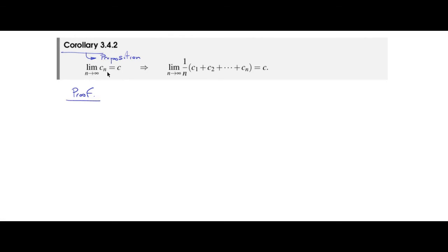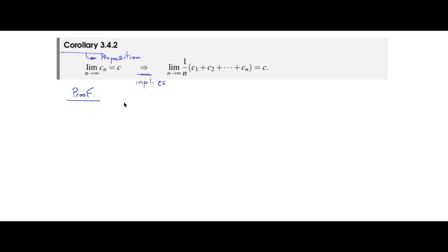c sub n goes to c. Then this implies that the limit of 1 over n times c sub 1 plus c sub 2 plus whatever plus c sub n equals c. So if the limit of the sequence c sub n is c, so if this limit exists, then the limit of this kind of average, this sum, is the same as the original sequence. How do we prove this?